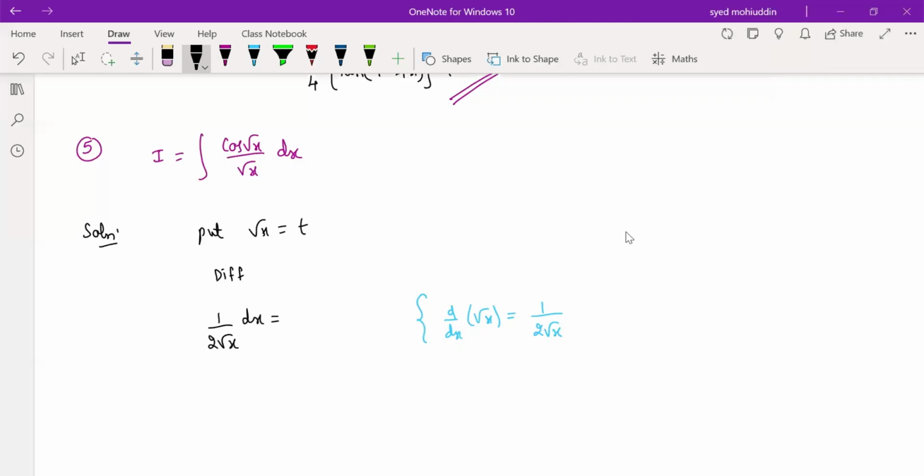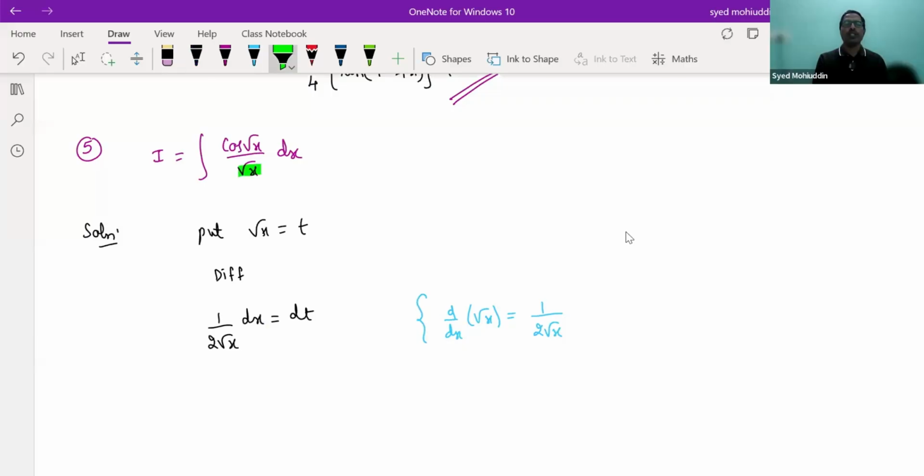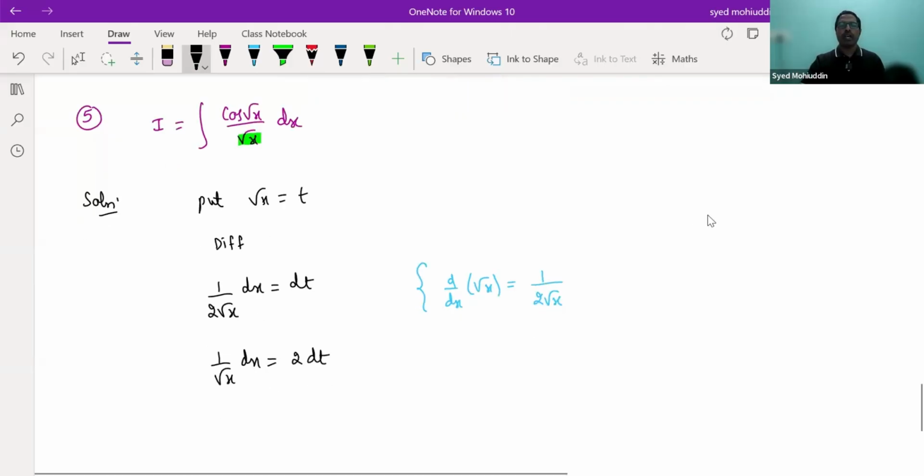is equal to dt. But if we observe, this root x is in the denominator, 1 by root x. So only retain 1 by root x, send that 2 to the other side. So we'll be getting 1 by root x into dx is equal to, cross multiplying with the 2, 2 times dt. Now just try to plug this value back into the given integral.